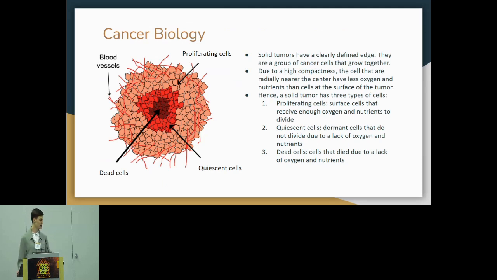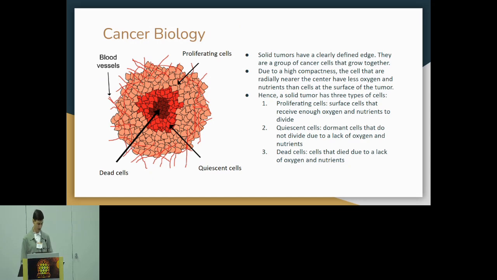So cancer comes in two types. We have diffuse cancer, in which case cancer cells are spread within the tissue and don't have any definite edge. But we also have solid tumors, which have a clearly defined edge. There are a group of cells that grow together. And due to the fact that these cells form a very compact mass, oxygen and nutrients won't penetrate each level of this tumor in the same way. And because of this, some cells will divide and some won't.